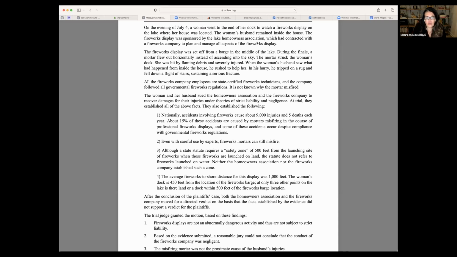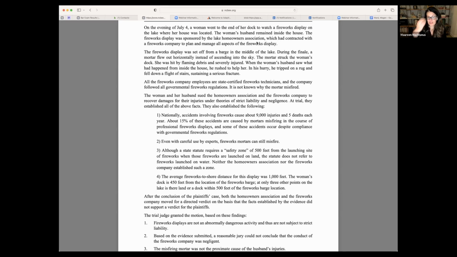Although a state statute requires a safety zone of 500 feet from the launching site of fireworks when the fireworks are launched on land, the statute does not refer to fireworks launched on water. Neither the Homeowners Association nor the fireworks company established such a zone. The average fireworks to shore distance for this display was 1,000 feet. The woman's dock is 450 feet from the location of the fireworks barge. At only 3 other points in the lake is there land or a dock within 500 feet of the fireworks barge location.